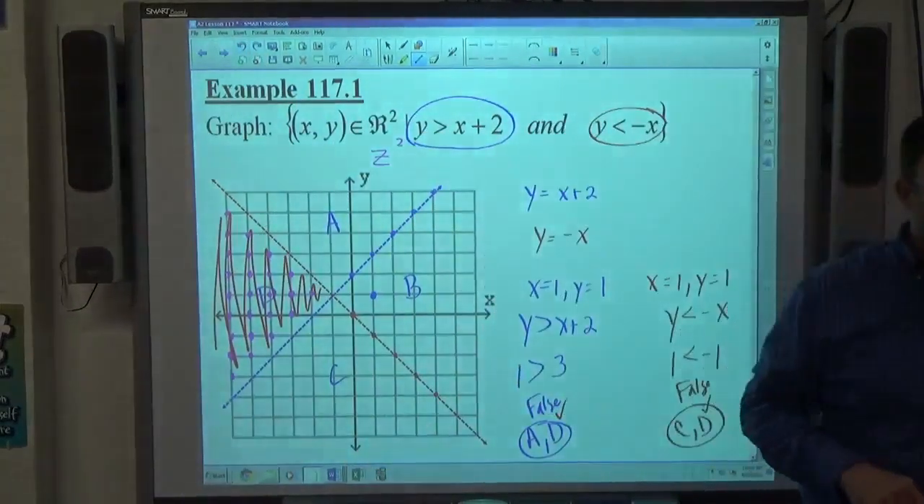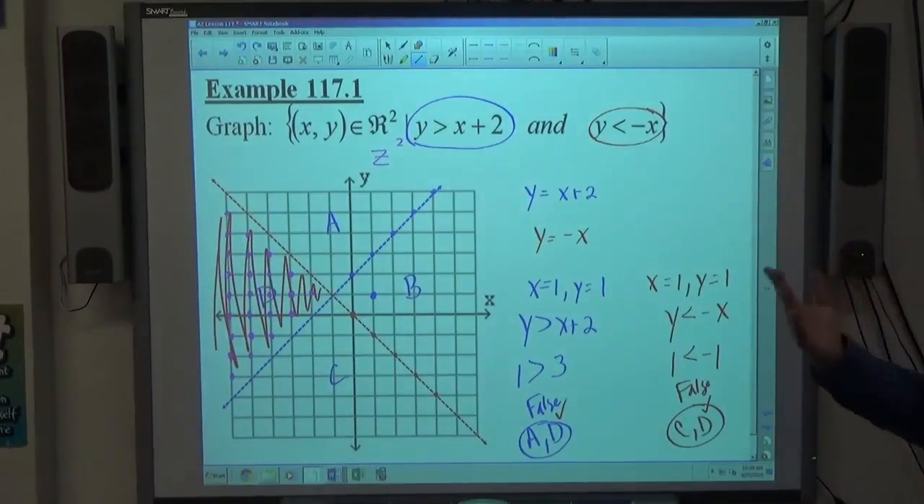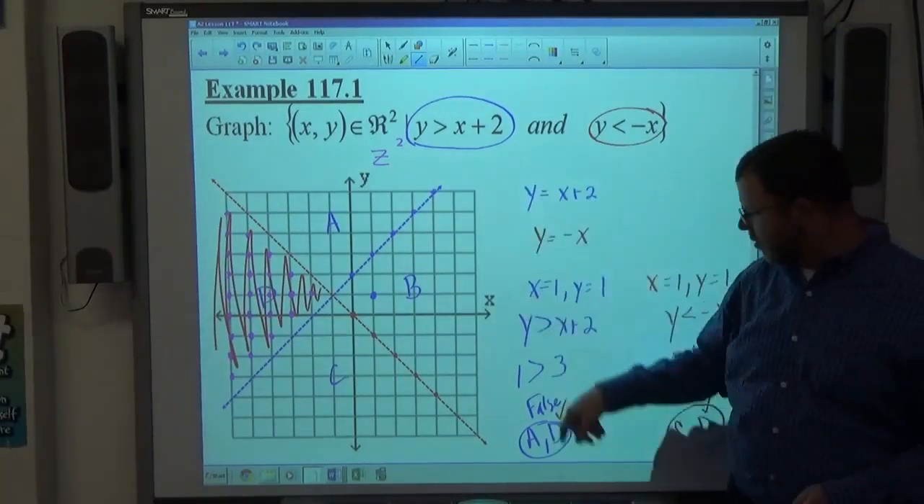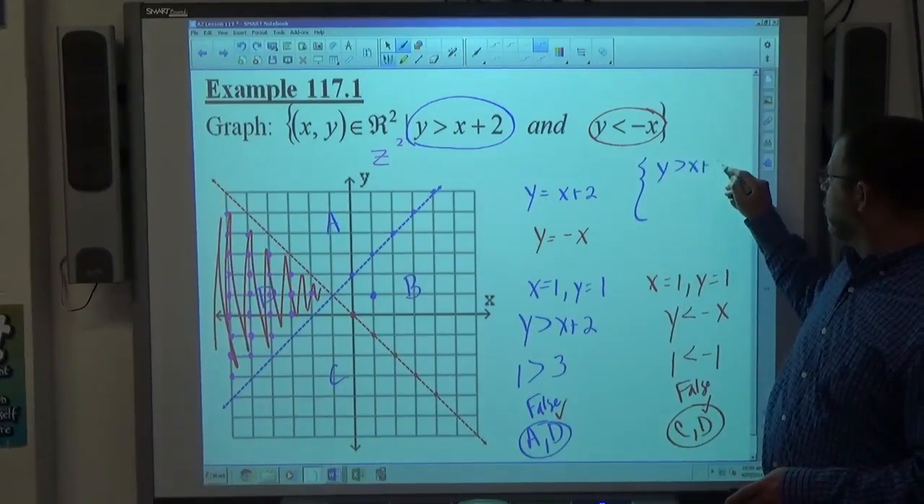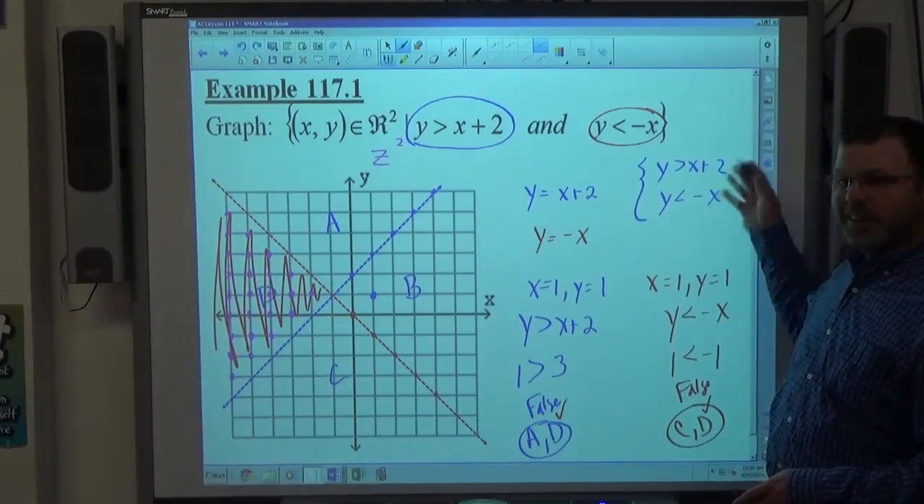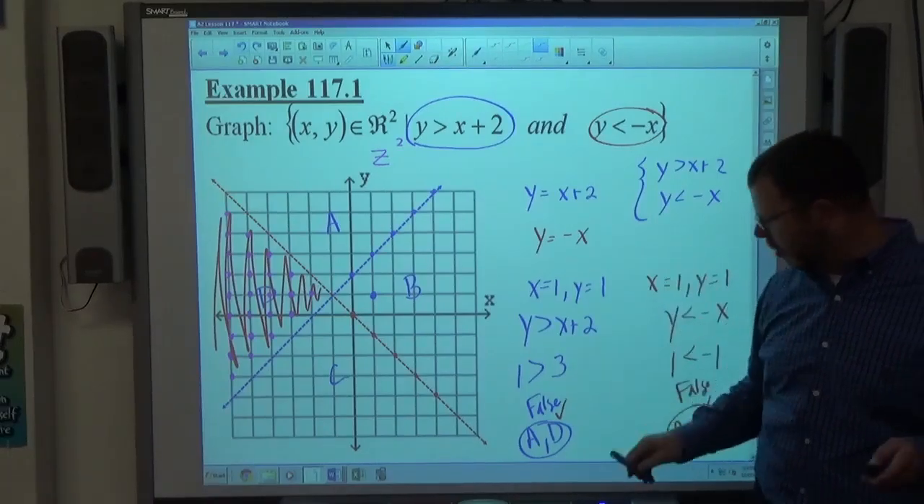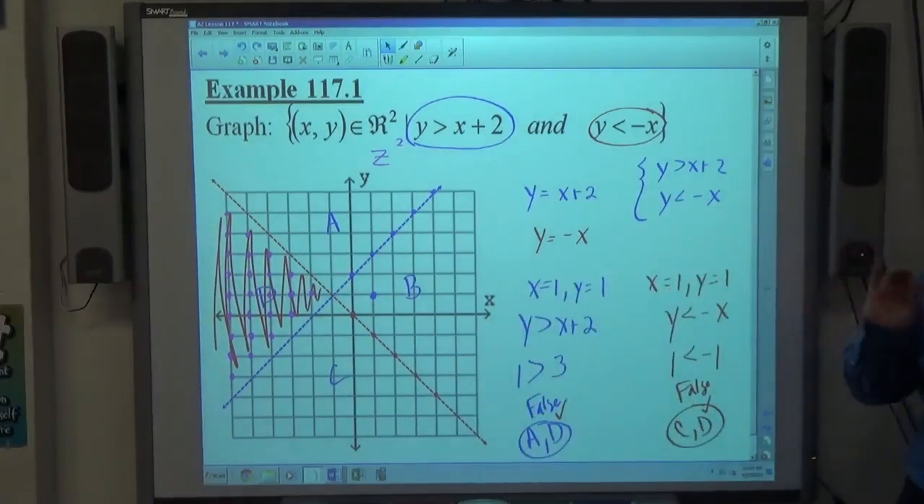But again, if it says Z squared, that's how you handle that. It's the same problems we had before. Imagine one of these little braces here: y greater than x plus 2, y less than negative x. It's the same problems we had. So do it the same way. It works exactly the same way. It's asking the same question, just a different way of asking.